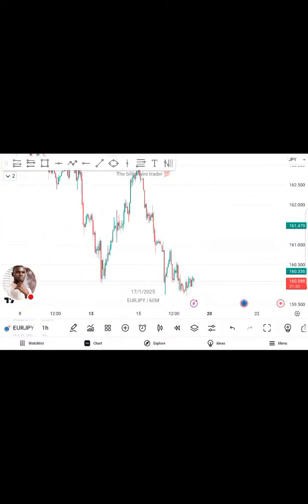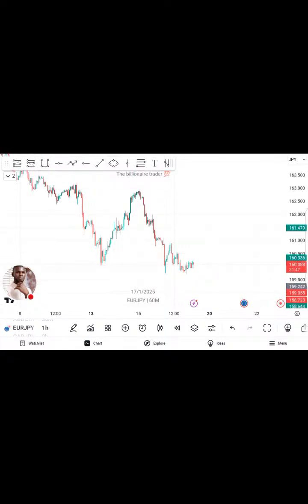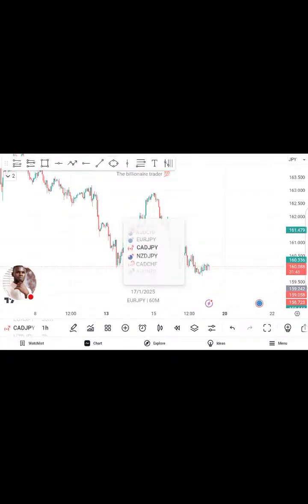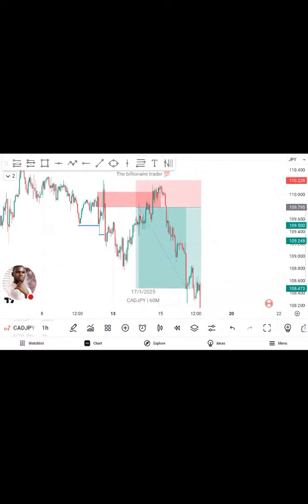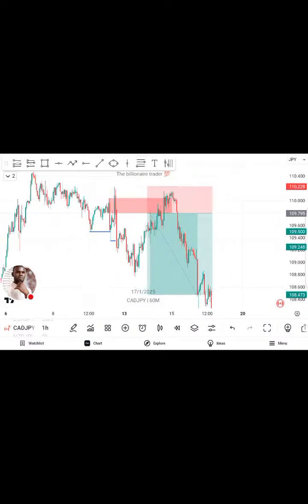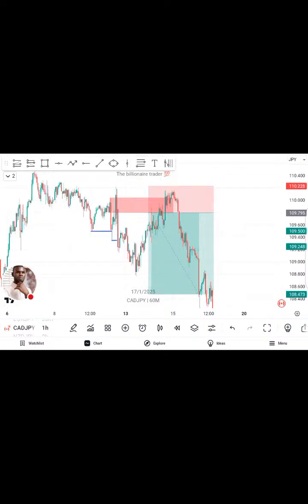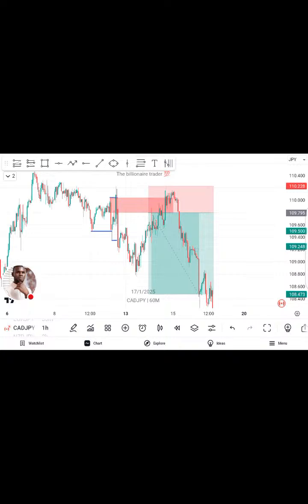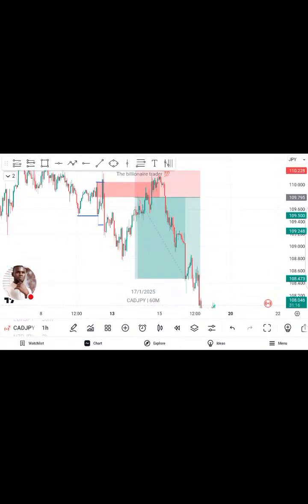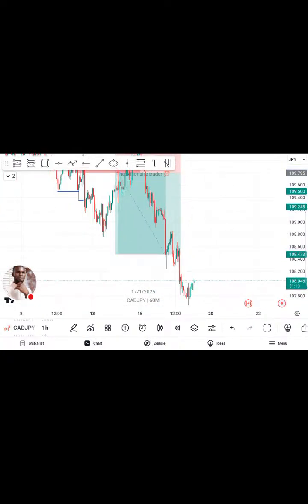So this is GBPJPY, using the same principle. We have this break of structure, we have this second break of structure. So price invalidated the first supply zone. So it is expected that price should return to that invalidated supply zone and continue the journey. And that's exactly what happened.